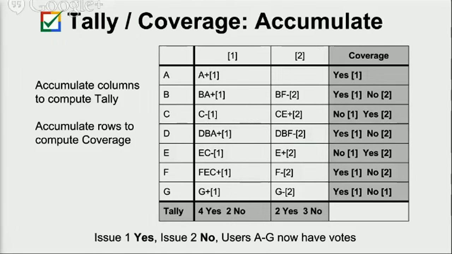Okay, then after we have all the best pairs, we accumulate by rows and columns. So for issue 1, we add up all the yes votes and no votes, and it passes with yes. Same for issue 2. Coverage, we add everything in the other direction, and we get, for, say, user C, they can see that they voted on both issue 1 and issue 2, as well as knowing exactly how they voted through these delegated people. Okay, that gives you tally and coverage at the same time.